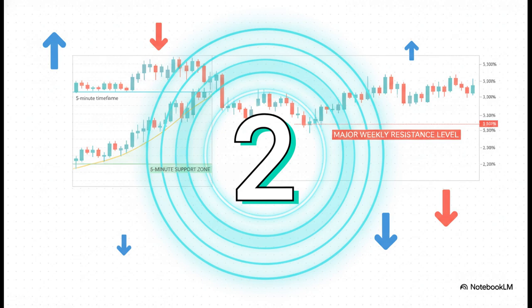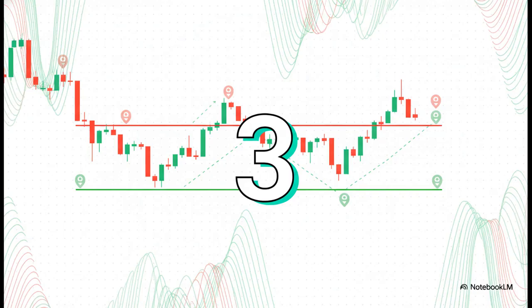Context is everything. And finally, this is a huge one for risk management. Never ever place your stop loss order exactly on the support or resistance line. You have to give your trade some breathing room. Put it just outside the zone. This is how you avoid getting knocked out of a perfectly good trade by a little bit of volatility, or what some people call stop hunting.